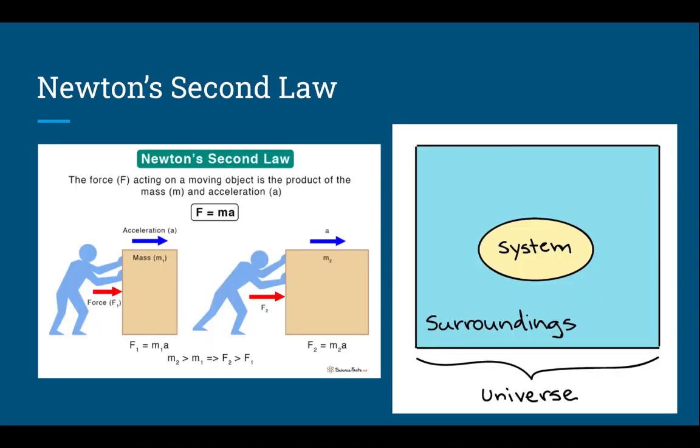Newton's second law relates the interaction between system and surroundings to the observed motion, or changes in momentum, of the system. In this experiment, the system is the ball and the surroundings are the rest of the environment around it. Newton's second law also states that the force acting on an object is the product of its mass and acceleration.